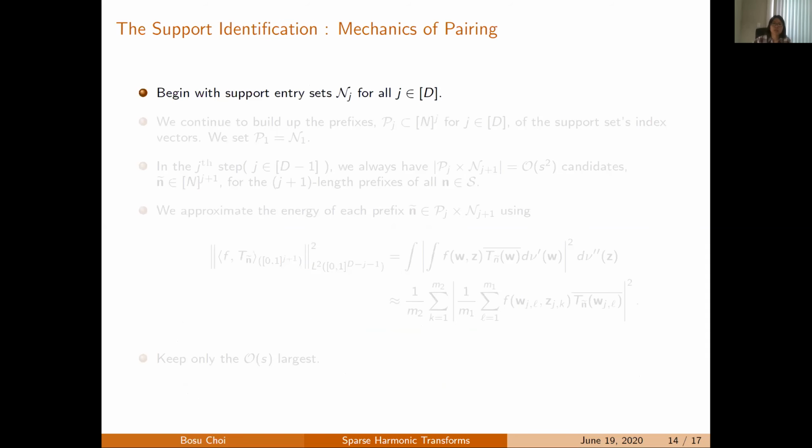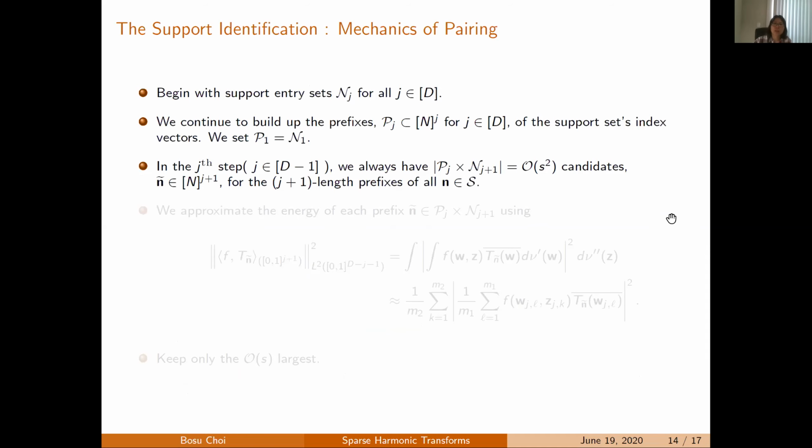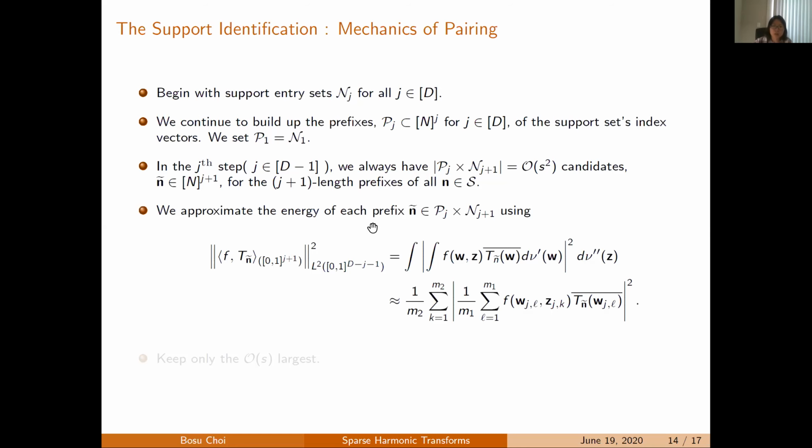Then let's take a closer look at the pairing step, because that part is the most costly part in our support identification. In each pairing step, we have S squared candidates, and for each candidate we are estimating the energy. If our prefix is N tilde, then the corresponding energy is defined as the L2 norm of the inner product between F and T sub N tilde.